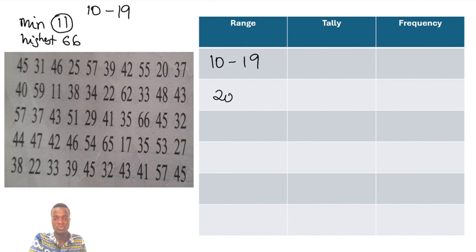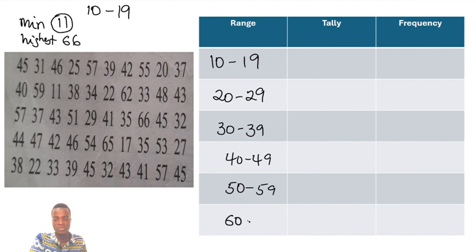Then the next one is 20 to 29, 30 to 39, 40 to 49, 50 to 59, and 60 to 69. So we have our range ready. How do you find a range? You have to find the minimum and maximum, then get your range out of that. Now let's do the tally. The tally is where we go back to each of these numbers, then we put the strokes there.